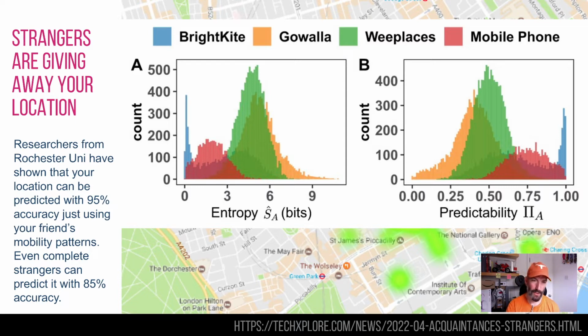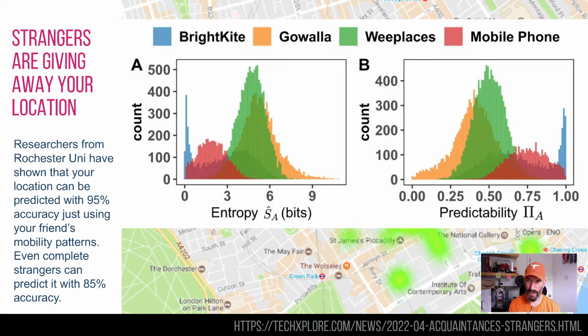Now the two graphs that you can see here, I'll try and explain them. Entropy is the amount of difference essentially. So low difference, you can see Brightkite has a very low difference, it's very certain. It's very certain because it uses GPS basically.